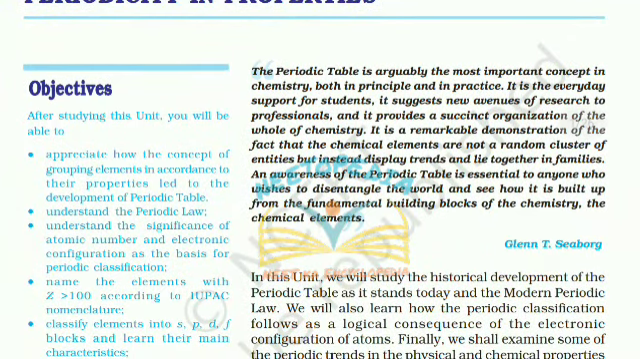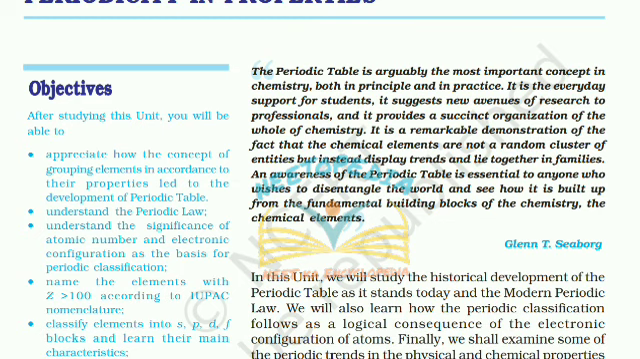The periodic table is arguably the most important concept in chemistry, both in principle and in practice. It is the everyday support for students. It suggests some new avenues of research to professionals, and it provides a succinct organization of the whole chemistry. It is a remarkable demonstration of the fact that the chemical elements are not a random cluster of entities, but instead display trends and lie together in families.